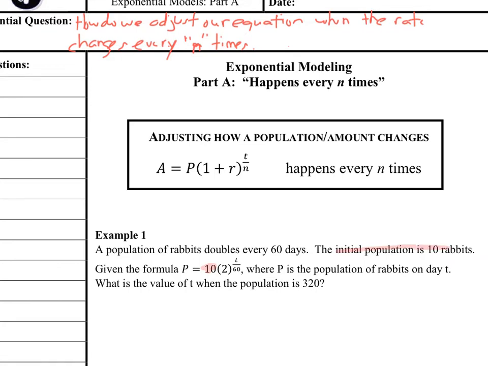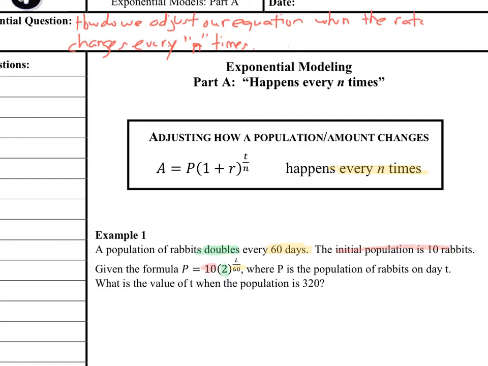And then it says it's doubling. That's where the 2 comes into play. So the doubles is the 2. And then it says every 60 days, and that every 60 days is the happens every n times. So it's every 60 days, and that's why we're dividing by 60, where p is the population of rabbits on day t. So what is the value of t when the population is 320?